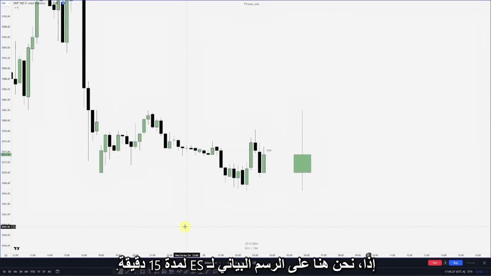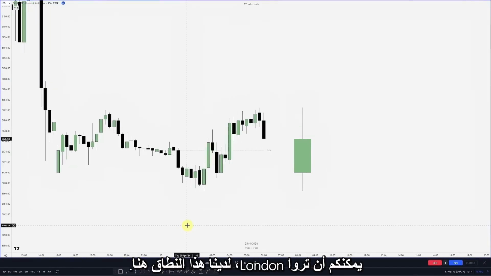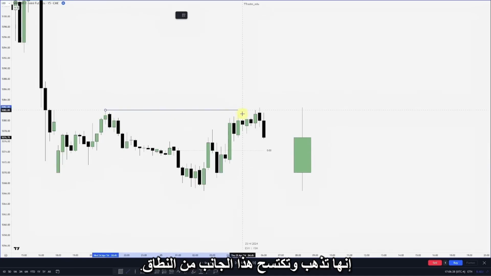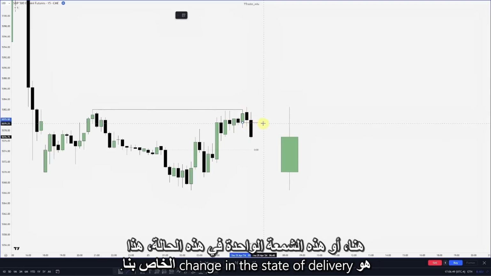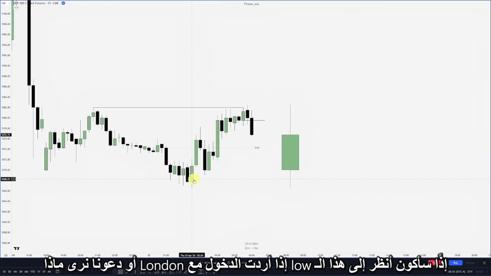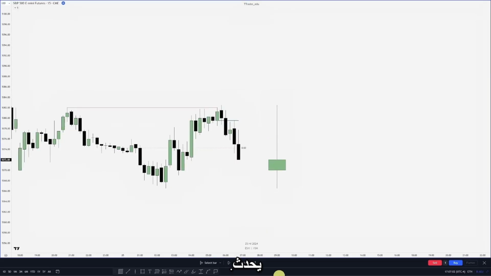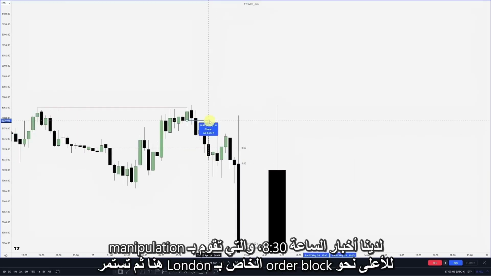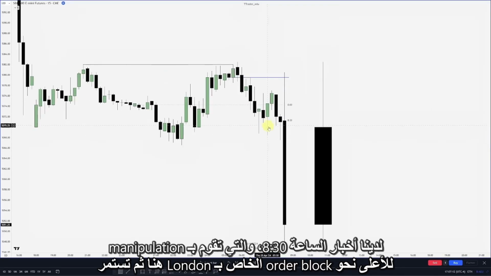So here we are on ES, 15-minute chart. Let's see what London does. You can see London, we have this range here. What does London do? It goes and sweeps out this side of the range. Now, this series of up-close candles that swept that high would be right here, or this single candle in this case. That is our change in the state of delivery. So then I'd be looking to this low if I want to get onside for London, or let's see what happens. We have 8:30 news, which manipulates up into London's order block here, and then continues lower.